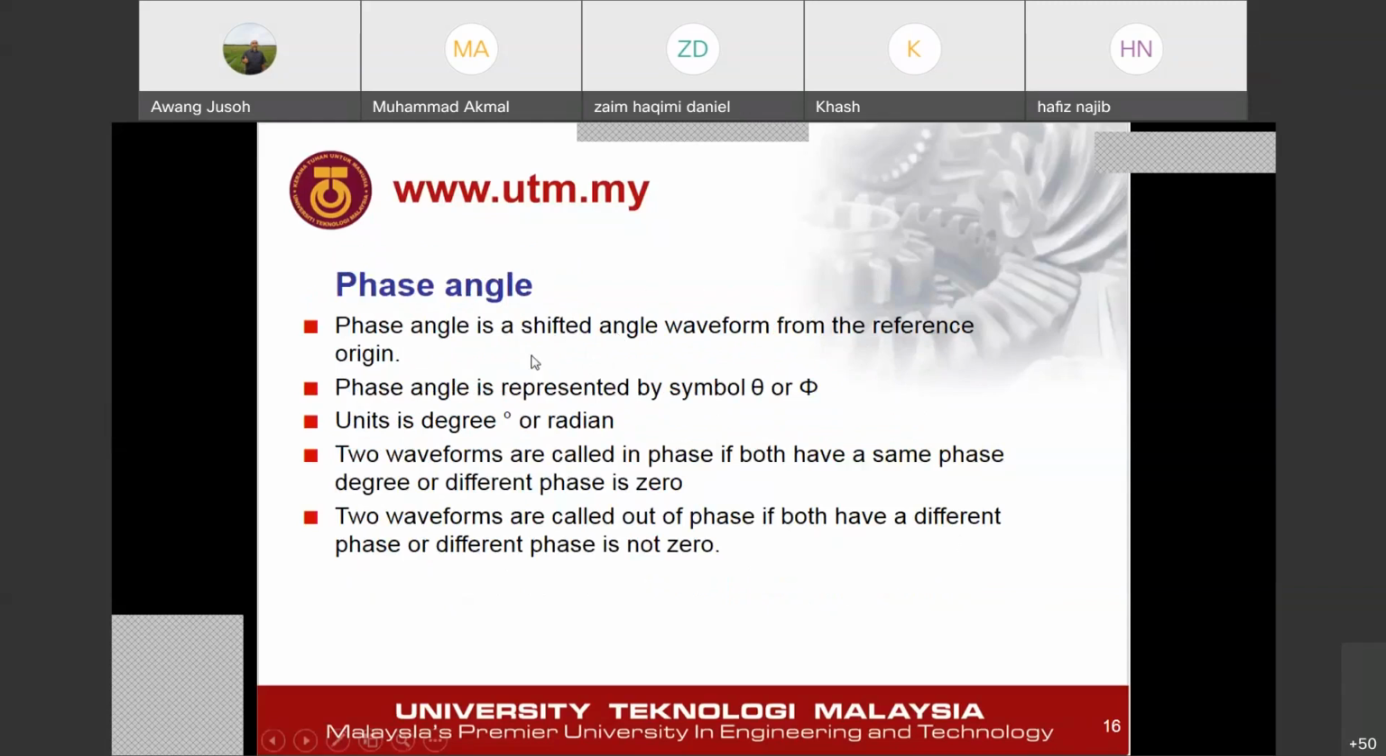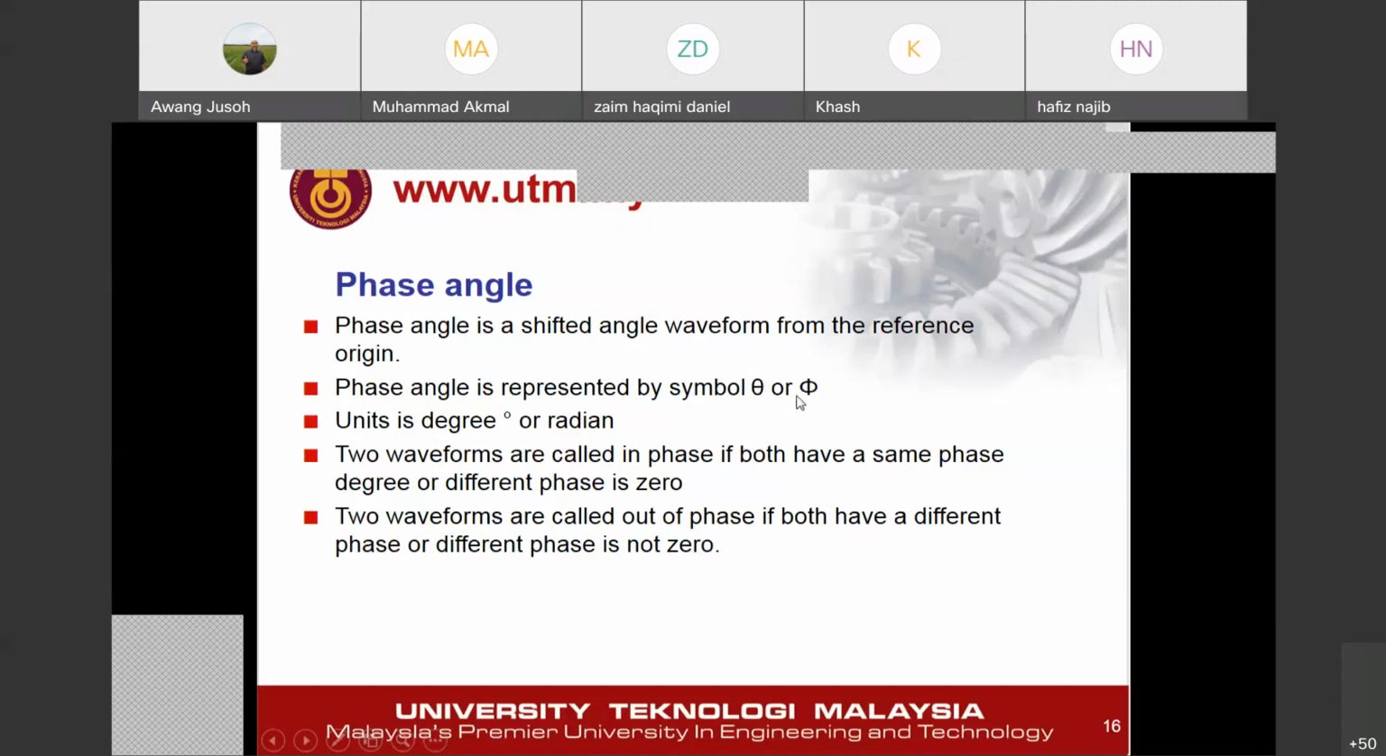Phase angle is the angle of a waveform shifted from a reference origin. For example, you have an origin point or reference point. If your voltage signal or current signal is shifted from that reference, then we can say the signal has a phase angle. The symbol can be theta or phi.